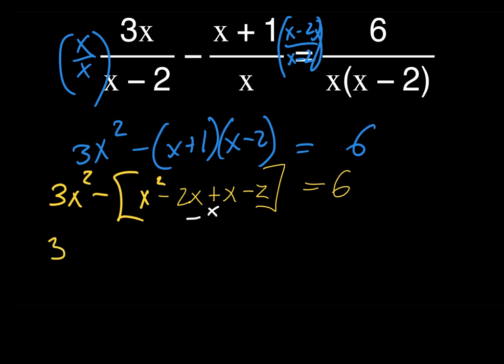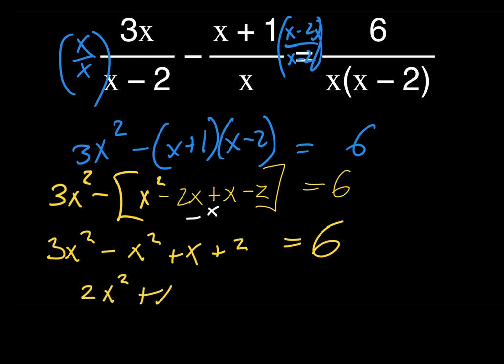So then I'll have 3x squared minus x squared, because it's negative times x squared, plus x, because it's negative times negative x, and then plus 2 equals 6. Combine like terms, 2x squared plus x. And then I'm going to move the 6 to the left-hand side because I need to set it equal to 0. I want this to be 0, so I subtract 6, so minus 4.